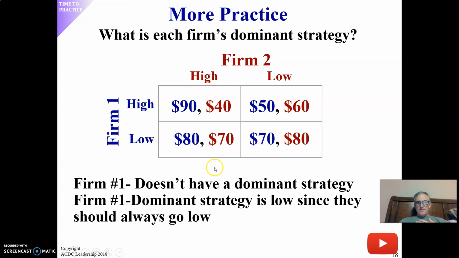Firm 2. Well, if firm 1 priced high, do they want to make $60 or $40? They would want to make $60. If firm 1 priced low, would they want to make $80 or $70? They would want to make $80, right? That should say firm 2. Firm 2's dominant strategy is to price low, since they should always go low.